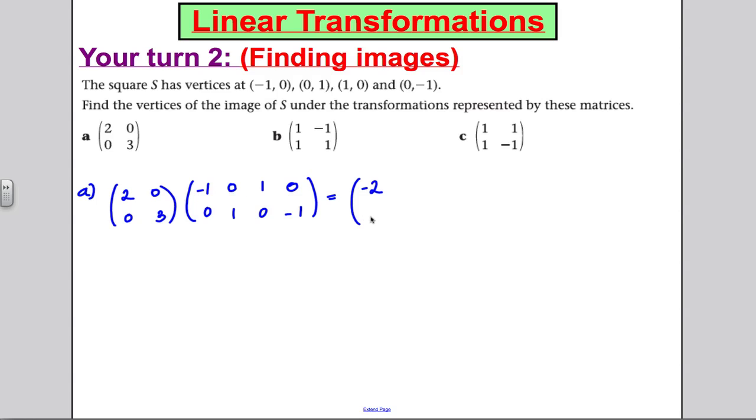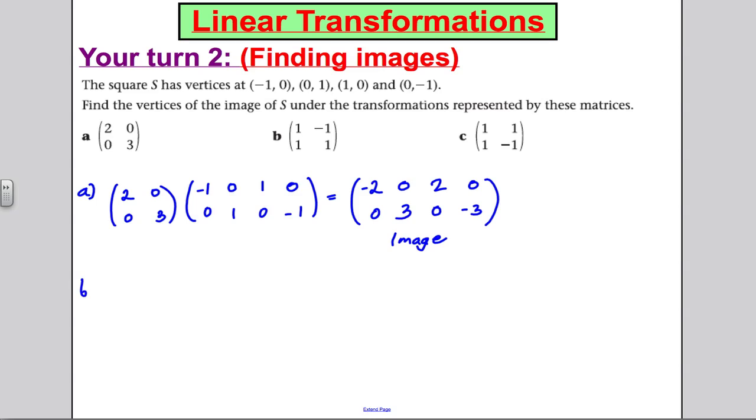-2, 0. This one here would be 0, 3. This one here would be 2, 0, and this last one would be 0, -3. So that's what you would get in that particular case for part A. That would be the image.